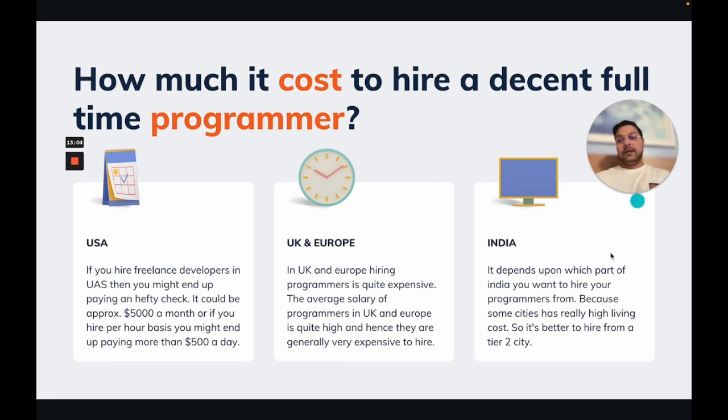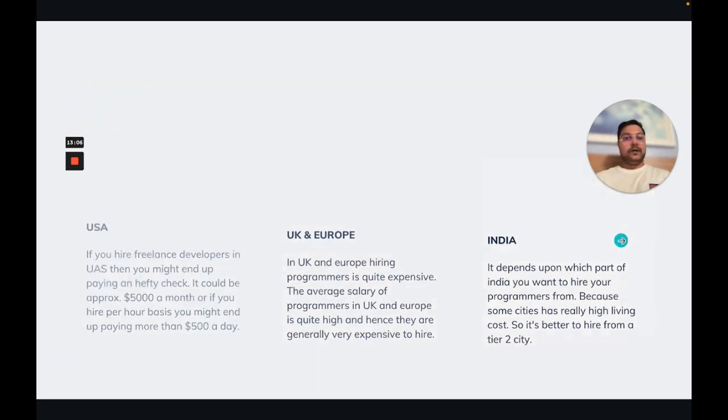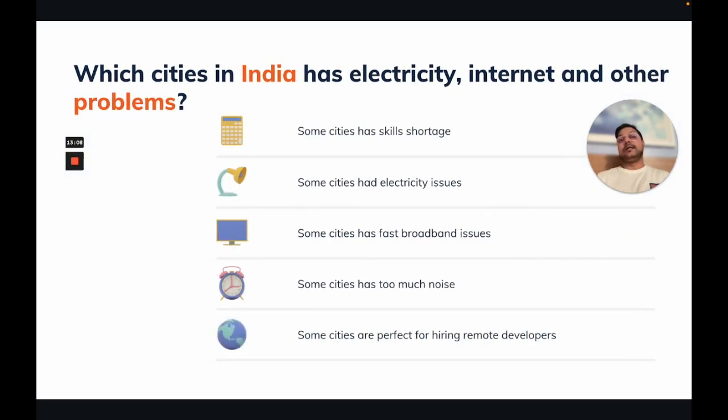Okay. So let's move to the next one, which is which cities in India have electricity, internet, and other problems. So we have discussed how, where, and what the factors are. Now, let's say, for example, my friend who is in Germany decided to hire a React Native developer in India. That's because his budget is low, he has a little bit of time available, and he wanted to hire somebody full time who can work on this project.